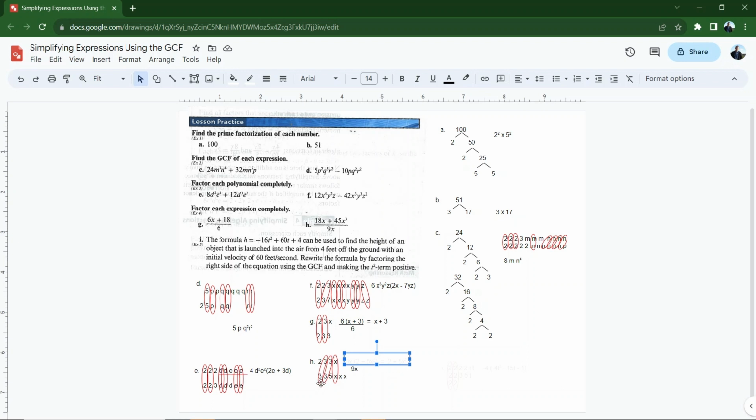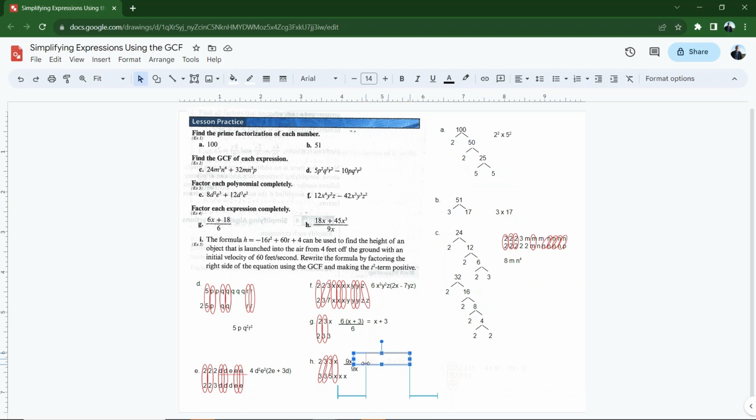45x cubed is 3 times 3 times 5 times x times x times x. What do I have in common? 3x. Those multiply out to 9x. So that means that I'm going to have a 9x out in front of my parentheses. And then what do I have left over on top?